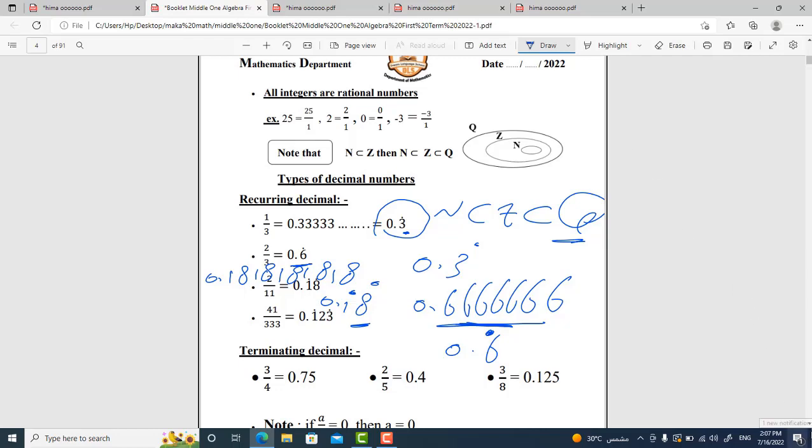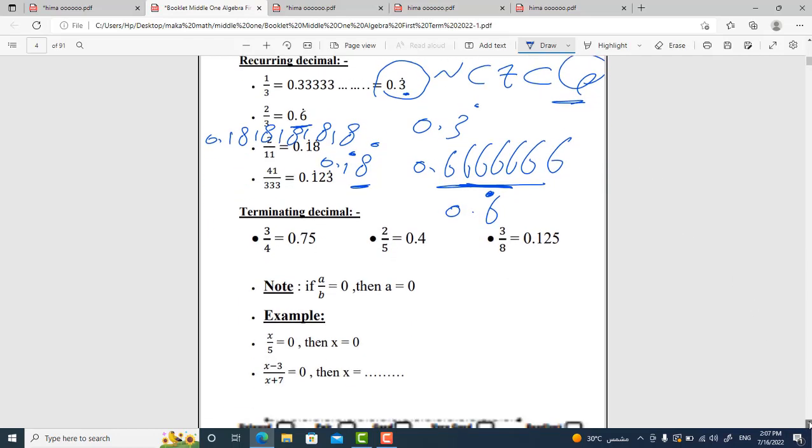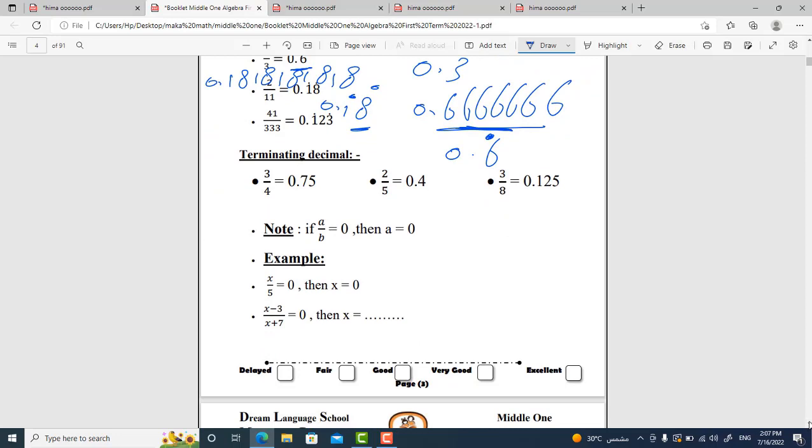But terminating decimal: if you write 3 over 4, you have 0.75, just this, terminating decimal. 0.4 is just a terminating decimal. 0.125 is just a terminating decimal. 1 over 4 is 0.25, just a terminating decimal.